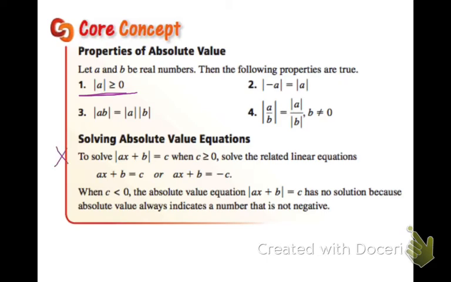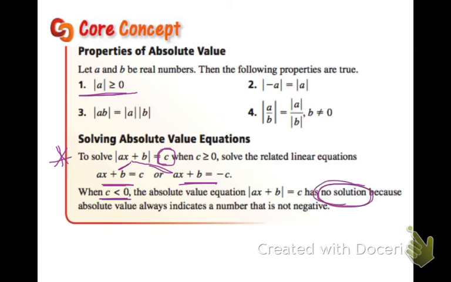So here's what we talked about in that last slide. When you have the absolute value of ax plus b equal to c, we know that c is greater than or equal to 0, meaning that c is not a negative number. Then the inside value could be equal to a positive c, or the inside value could be equal to a negative c. These are the two linear equations that we would solve. When c is negative, the absolute value equation has no solution.